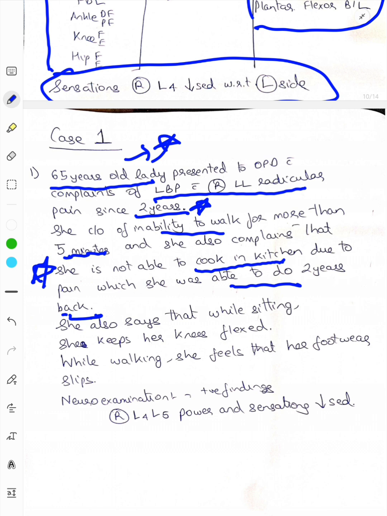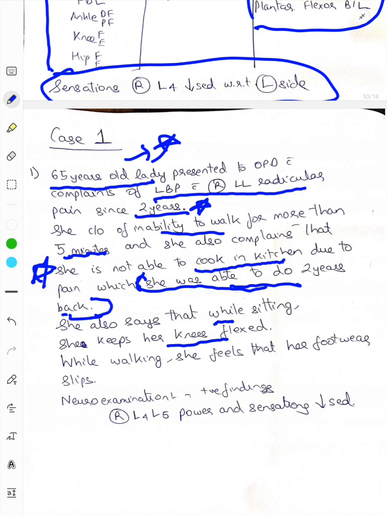And the second component of the line is also very important, which she is having these complaints after 5 minutes and 10 minutes, but she was able to do it 2 years back. That does mean that the neuroclaudication is progressing. She also says that while sitting, she keeps her knees flexed. That is a very important, significant finding of LCS when flexion is relieving. So knees and hips are flexed.